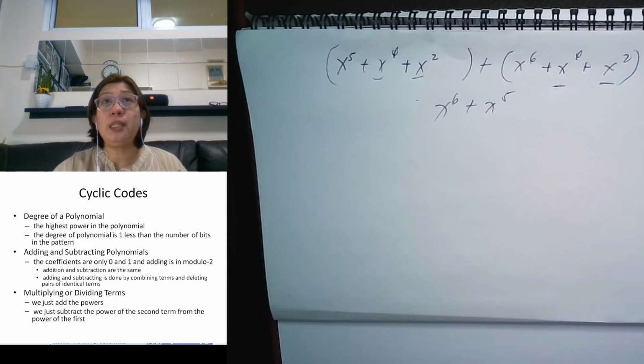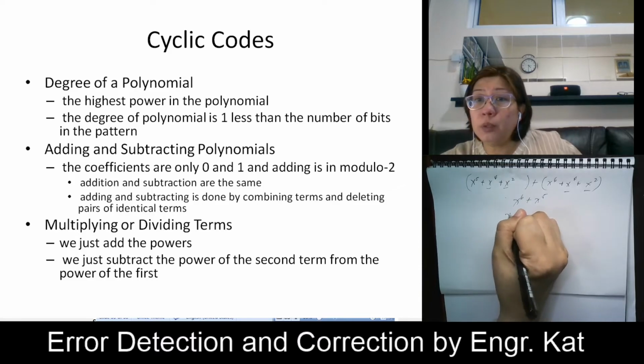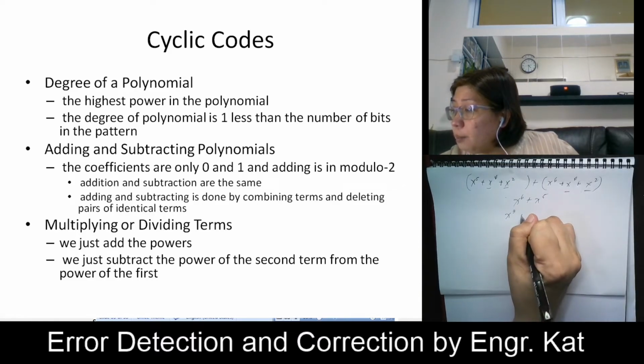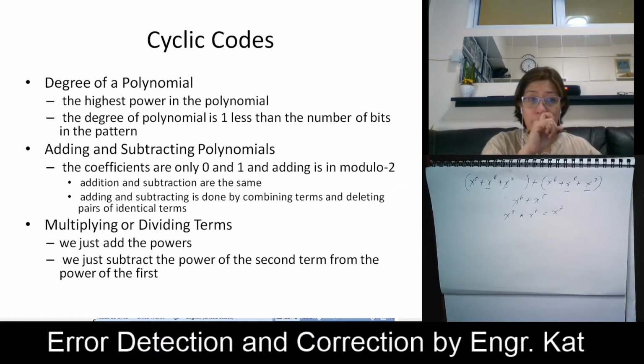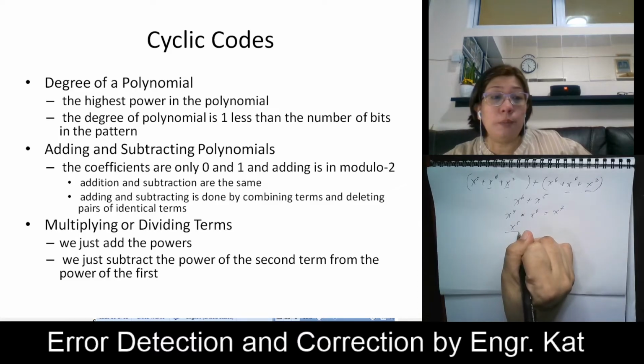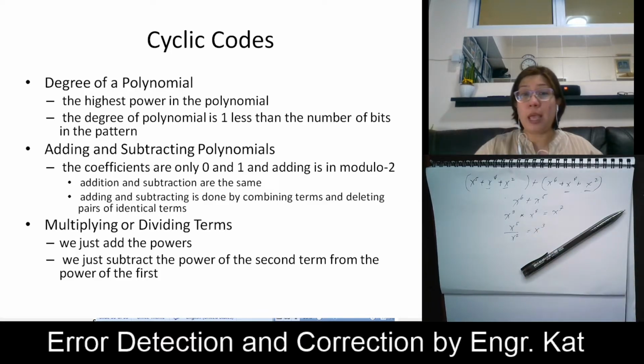Third is multiplying or dividing terms. In this arithmetic, multiplying a term by another term is very simple. We just add the powers. For example, if we want to multiply x cubed by x raised to 4, this is simply x raised to 7. For dividing, we subtract the power of the second term from the power of the first term. For example, x raised to 5 divided by x squared results in x cubed. This is how we multiply or divide terms.